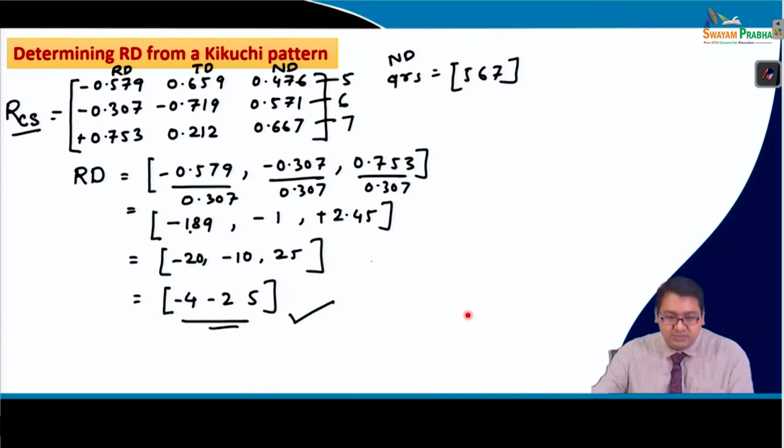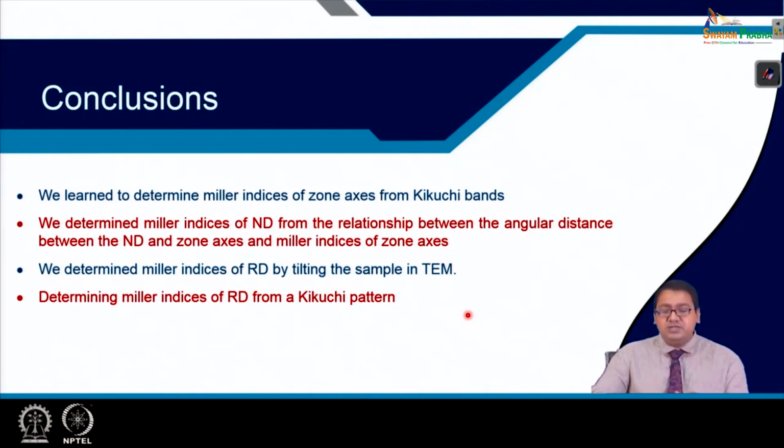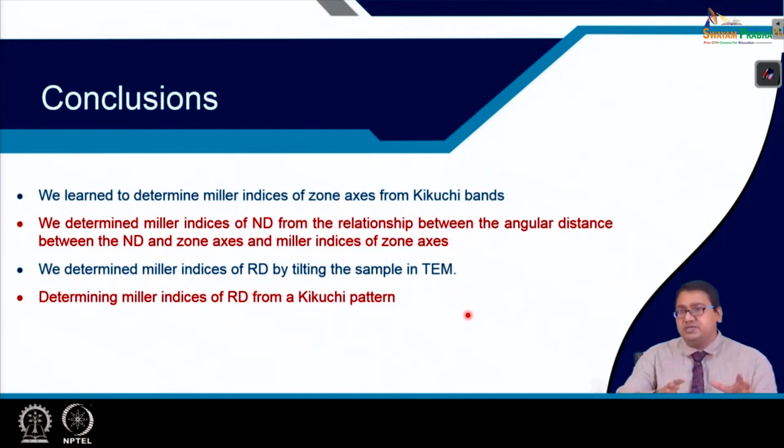So, in this lecture, we learned to determine the Miller indices of the zone axis of the Kikuchi bands. We determined the Miller indices for the ND from the angular relationship between the zone axis and the ND, which is basically a dot product. We determined the Miller indices of RD by tilting the sample using the sample holder in the TEM, and finally, we used the Young's and the Hillman's approach to determine the value of RD, TD and ND without rotating the Kikuchi or by using a single Kikuchi pattern.